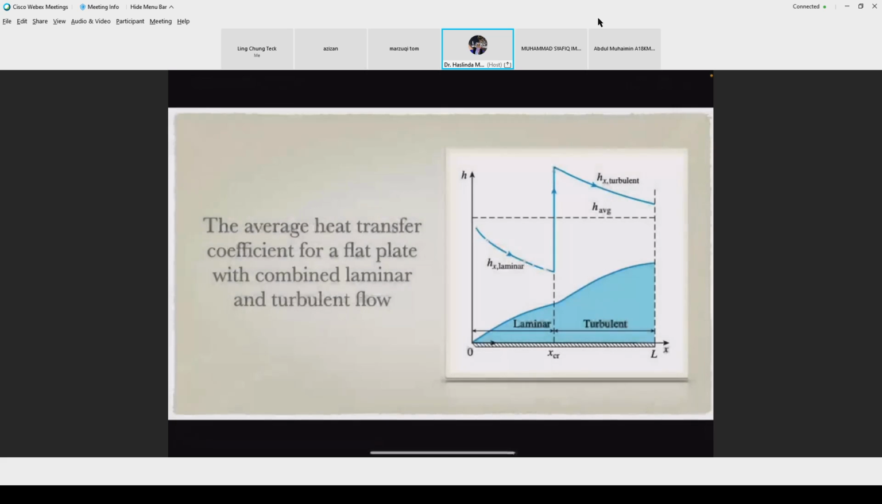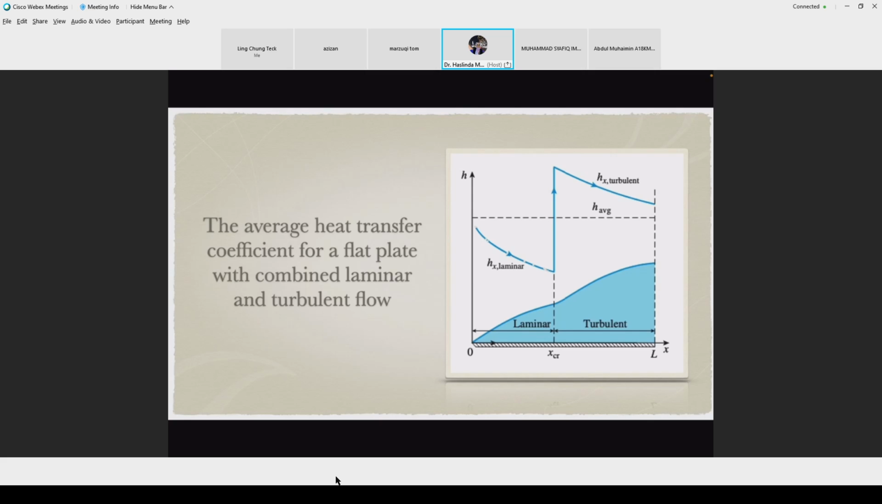The H value, okay, can you see H laminar and H turbulent? And can you see H average? I can't show it because I have no pointer, because this is YouTube. The average heat transfer coefficient for a flat plate with combined laminar and turbulent flow. Can you see that the laminar H is less than the convective heat transfer coefficient for turbulent flow? Can you see this?